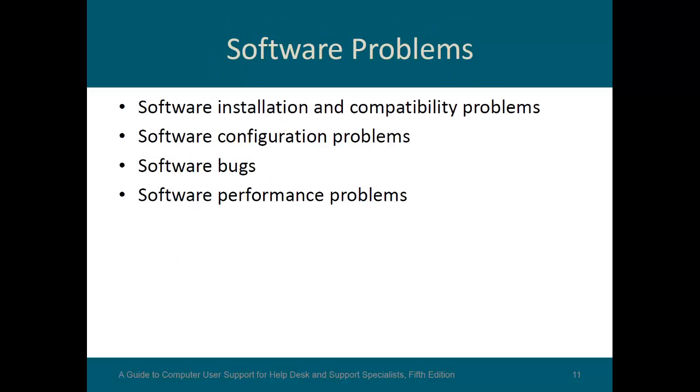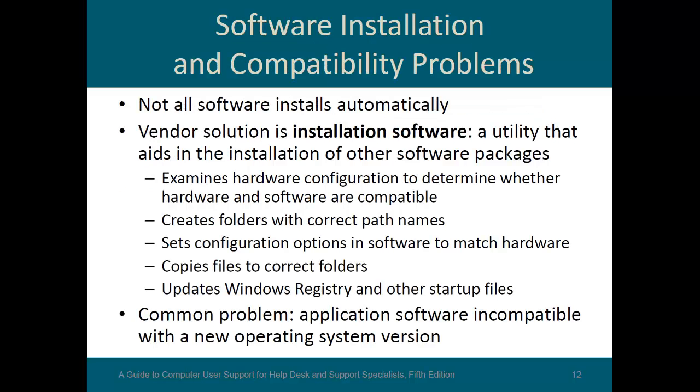Software problems. You can have software problems because of installation compatibility problems, configuration, bugs, and performance. All of those can cause software not to work, and software problems make up the majority of computer issues. So when someone calls to say they're having an issue, most likely it's going to be software related. Not all software installs automatically. Sometimes you have to choose manual options.